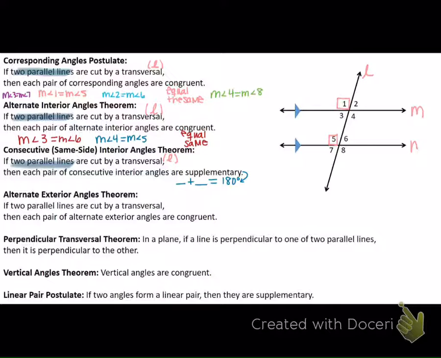6 and 4. So see how 6 and 4 are both on the side of the transversal L, and they're both in between. Okay? So those add to 180. So the measure of angle 6 plus the measure of angle 4 equals 180.